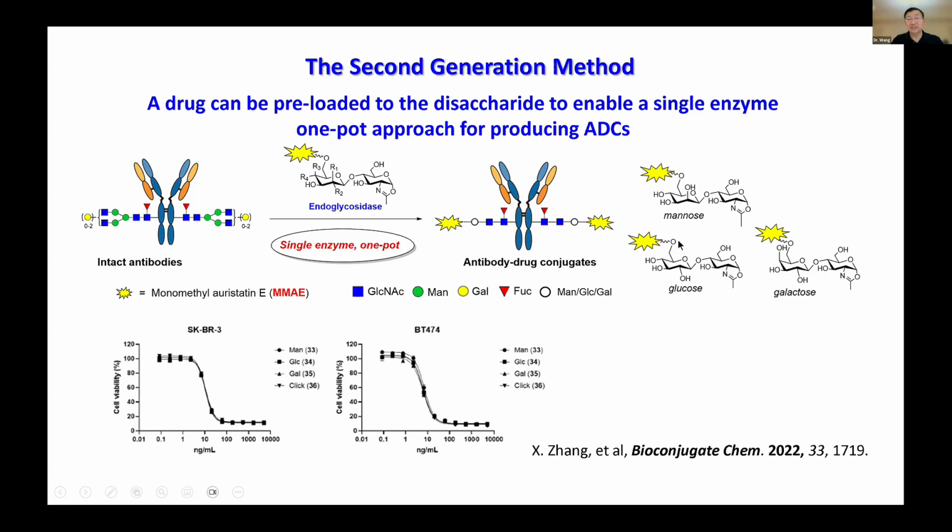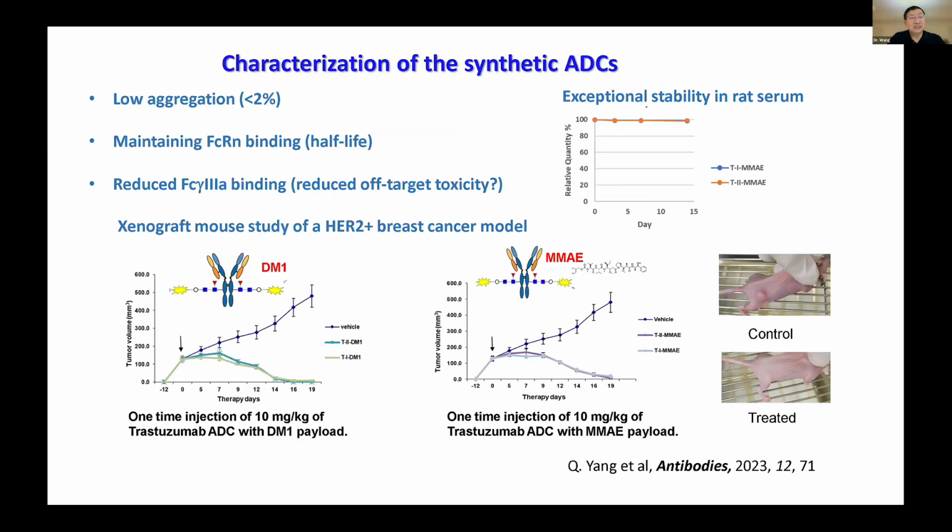Okay, and you can use different disaccharides that of course have different activities. And so we did the cell-based assays, and as you see, it is a potent ADC. And we did some characterization of the ADC synthesized. We found in general, with the type 2 to 6, you can have quite a high stability and maintain FcRn binding, and reduce Fc gamma receptor binding that may reduce some off-target toxicity. And in the animal models, you can see the efficacy, right? By a single injection, you can shrink the tumor and at the end, the tumor will disappear.